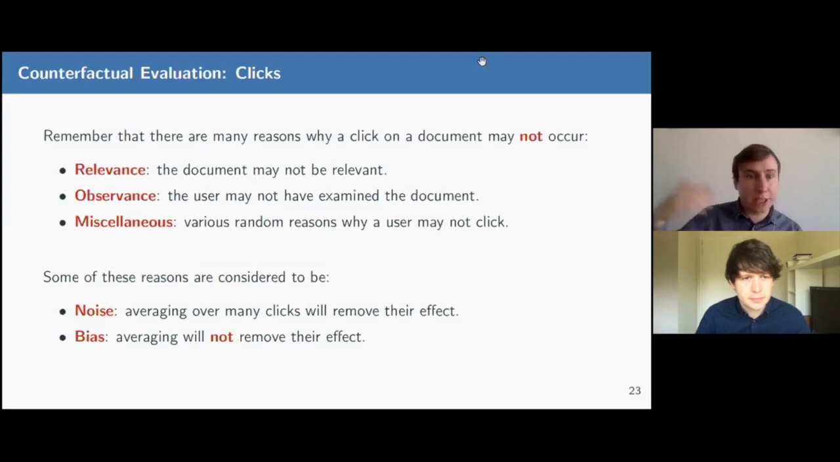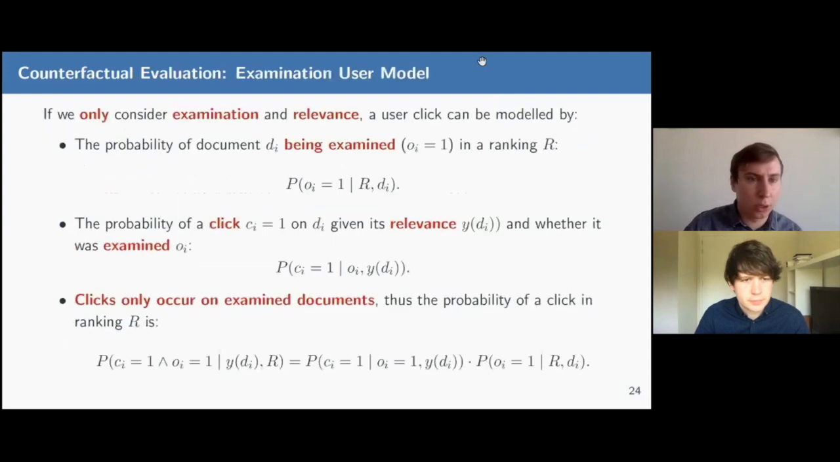So what we've just seen is the way a user might behave when they browse a ranked document list and decide to click or not click on certain things. We can try to formalize this a bit more, which is important for counterfactual evaluation. We're going to formalize this in the form of an examination user model, to build assumptions of how a user behaves when they browse ranked lists. This is by no means the best or the only model of user behavior, but it is a very common one.